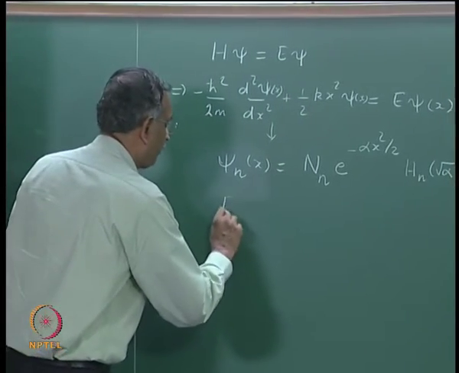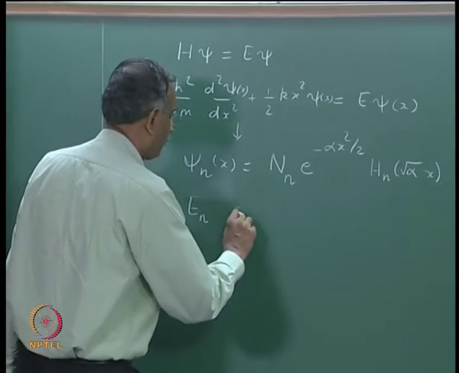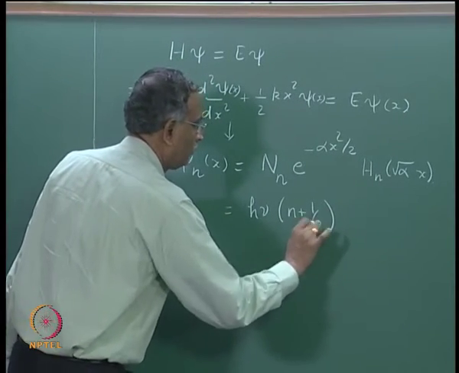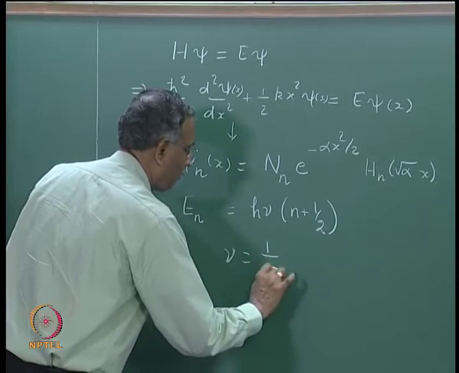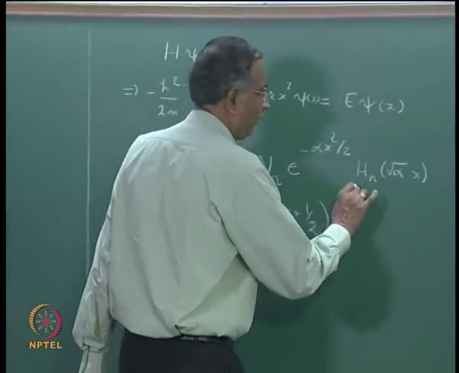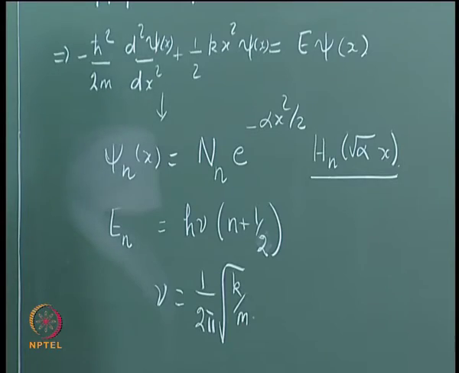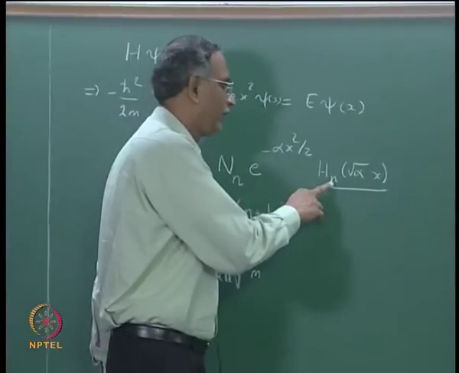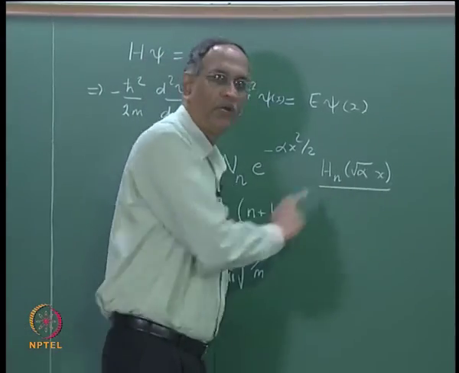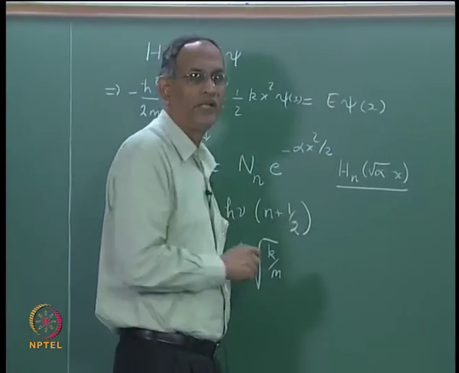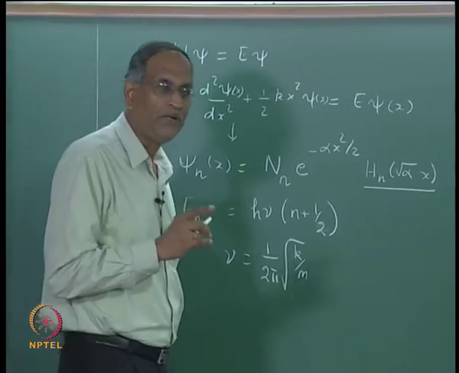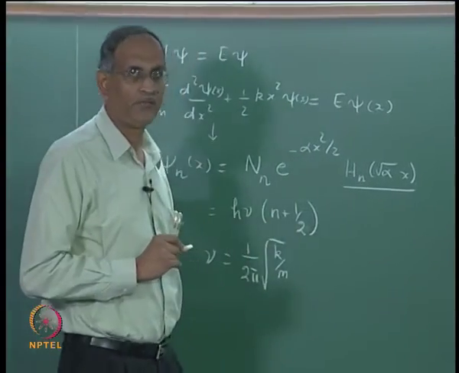The energy level expression for this was also written in the last lecture as h nu into n plus a half, where nu was written as 1 by 2 pi times the square root of k by m. You recall that we had polynomials which had odd or even character depending on the value of n, n being an integer. Odd n meant that the polynomials were odd functions. Even n meant that the polynomials were even functions. But they were polynomials with a leading term of x raised to n for a given n.